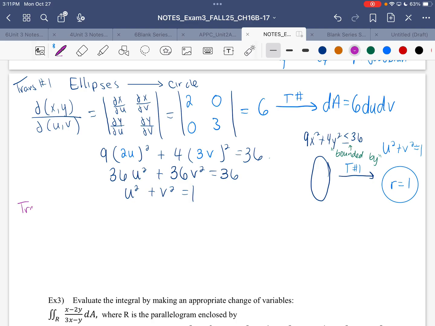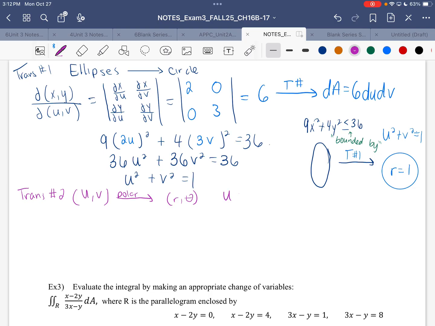Maybe I don't have enough room. Transformation going from u's and v's into polar, r's and thetas. So we'll let u equal r cosine theta because that's kind of the first thing in the alphabet, like how x usually is. And then v is r sine theta. We're going all the way around the circle, so theta is between 0 and 2 pi. And our radius was 1, so r is between 0 and 1.